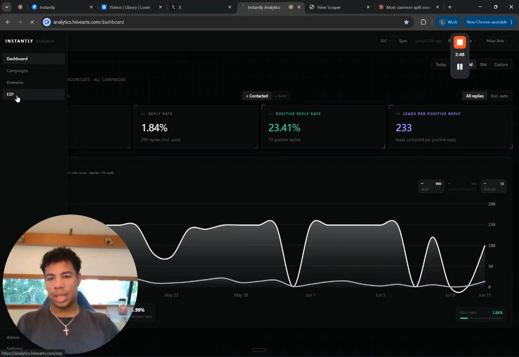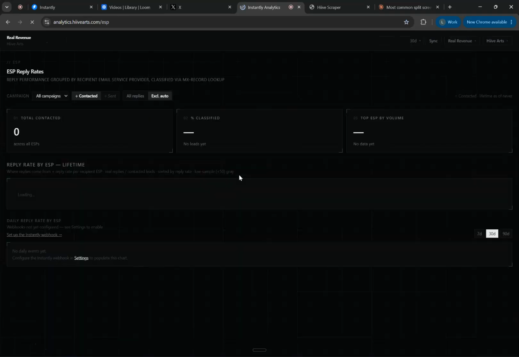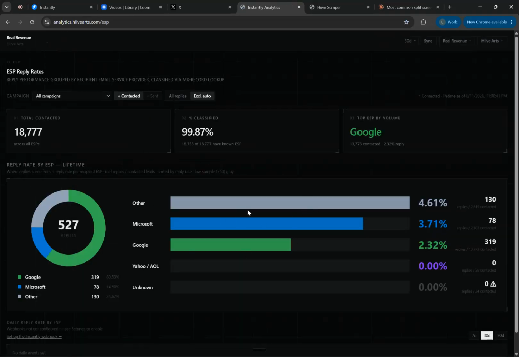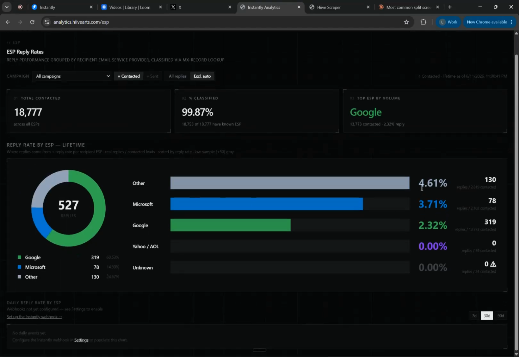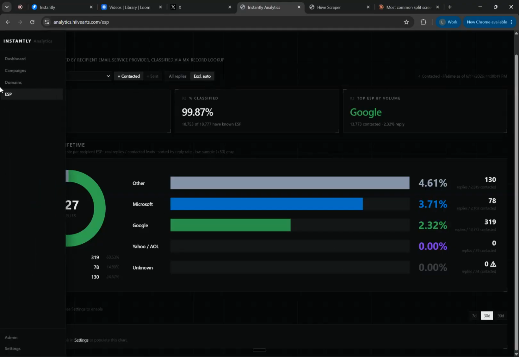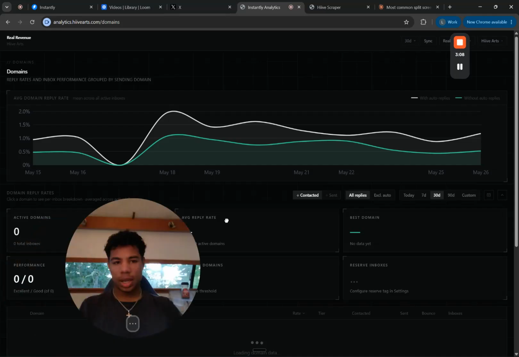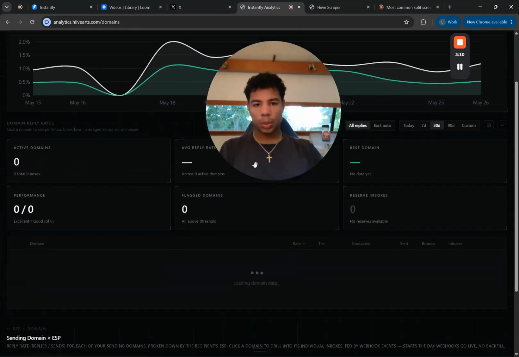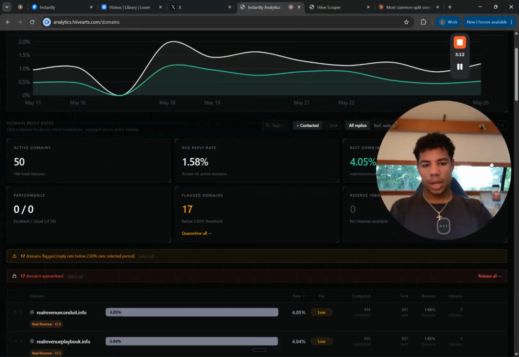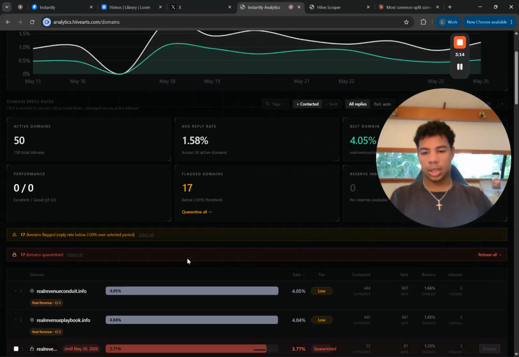And so we have an ESP page right here that shows the reply rate individual to, let's see, let's load here. I can't remember right now, but this is the reply rate. It's super complicated. Individual to other versus Google versus Microsoft, et cetera. And then we have the reply rate individual to domains here. And so it's a pretty complicated dashboard. But here what we have is a very large system.